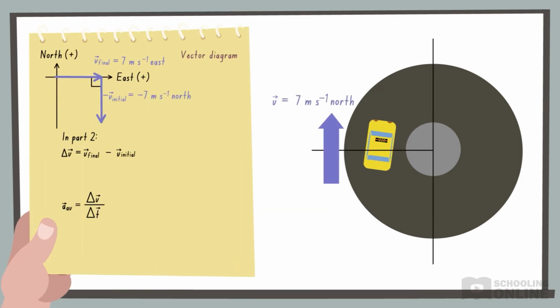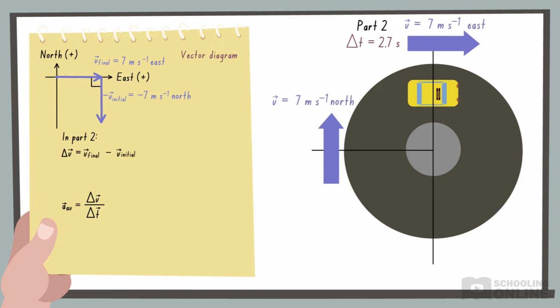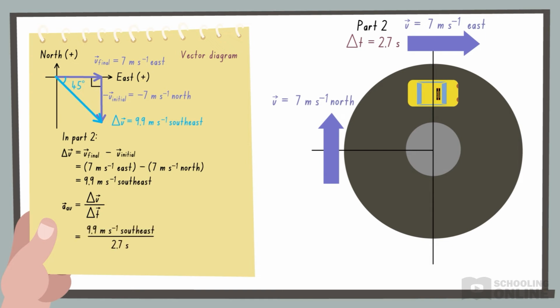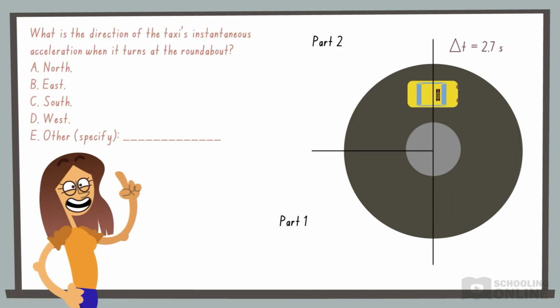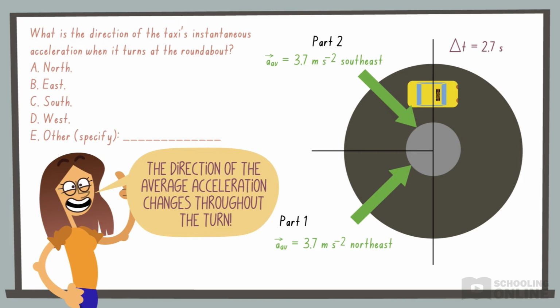By applying the same procedure to the second half of the turn, we find that the taxi's change in velocity is 9.9 metres per second southeast, and its acceleration is 3.7 metres per second squared southeast. The direction is southeast because the taxi needs to stop moving north and start moving east. Overall, we notice that the average acceleration of the taxi changes throughout the turn.